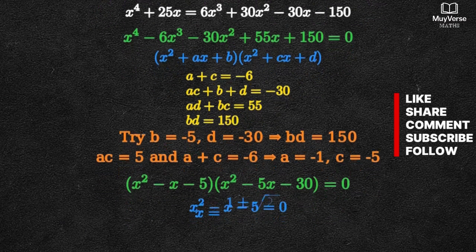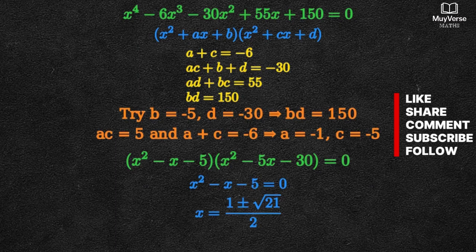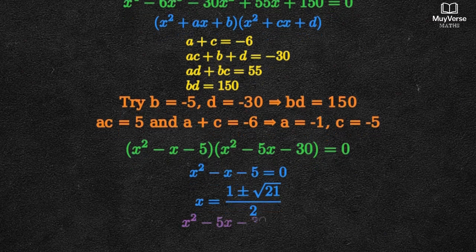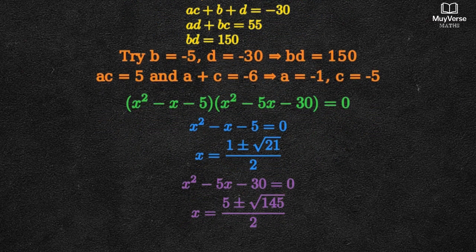For x squared minus x minus 5 equals 0: a equals 1, b equals negative 1, c equals negative 5. x equals 1 plus or minus the square root of 21, all over 2. For x squared minus 5x minus 30 equals 0: a equals 1, b equals negative 5, c equals negative 30. x equals 5 plus or minus the square root of 145, all over 2.